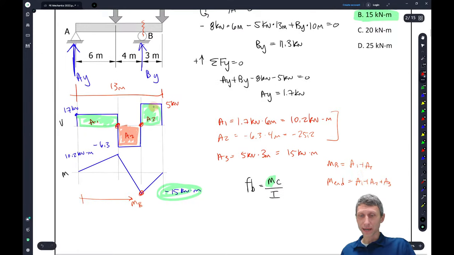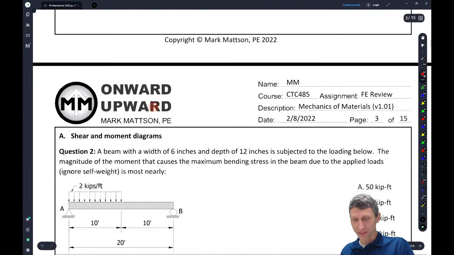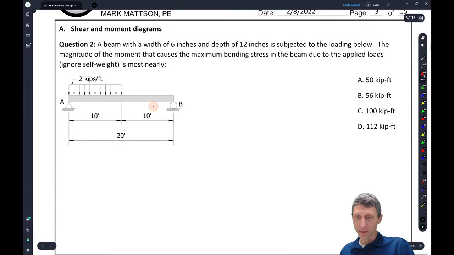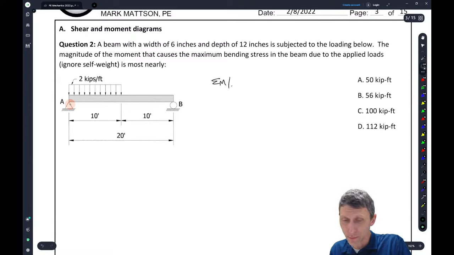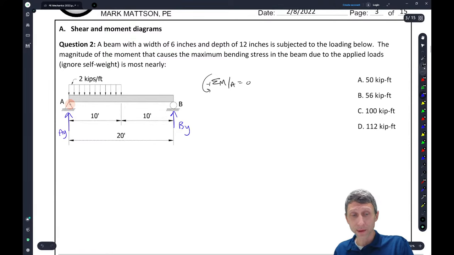Okay, so maybe I'll work through the next one a little bit more, and maybe not. We'll see. Let's go there. Okay, so again, shear moment diagram. And what we're going to do is start with reactions. So with reactions, I'm just going to sum moments about point A and make this equal to 0. So what do I get? Well, I know that I'm going to have this A_Y, and I'm just doing an abbreviated free body diagram here. I have A_Y and B_Y. So what do I get?